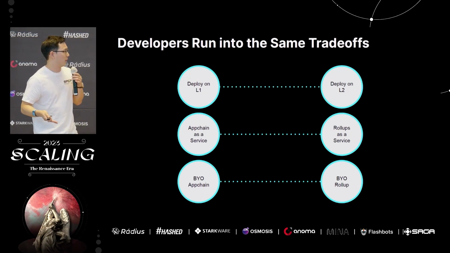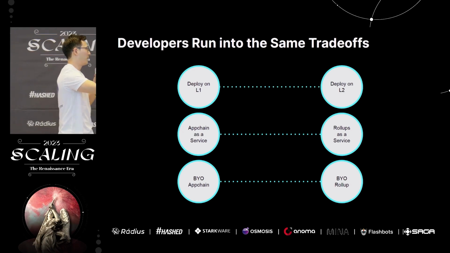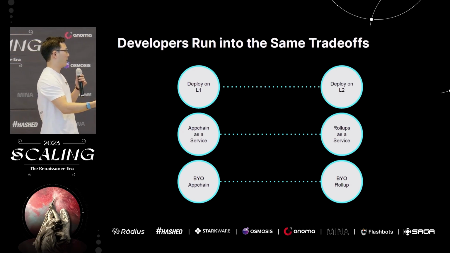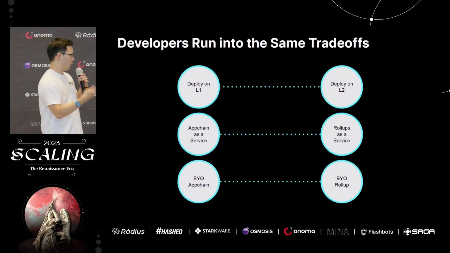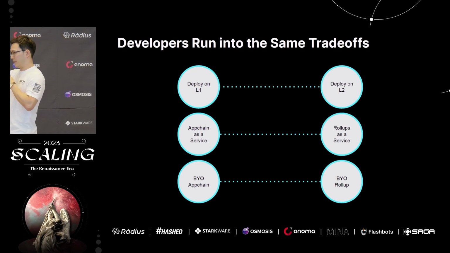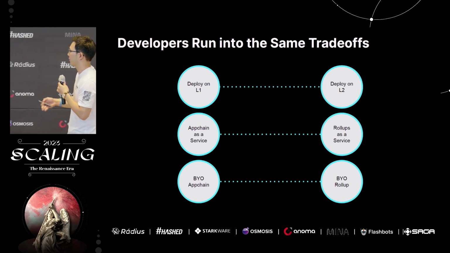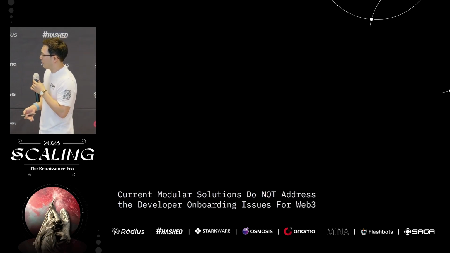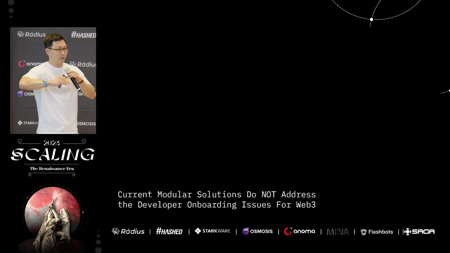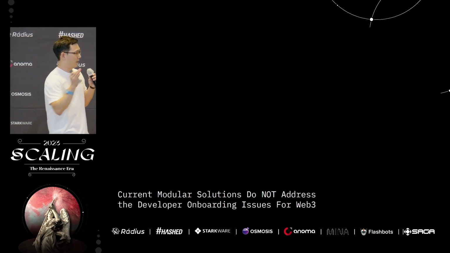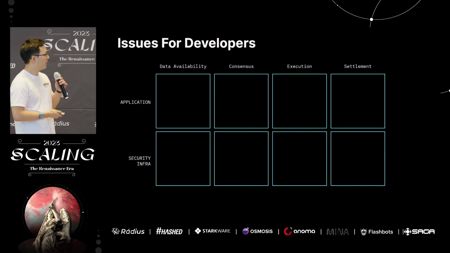So the big problem with the modularity framework in my mind is that they run into the exact same trade-offs. You can deploy on a layer one, you can deploy on a layer two, and it has the same number of trade-offs. You can deploy app chain as a service, or rollups as a service, and you run into the same trade-offs. You can build your own app chain, or your own rollups. It's kind of the same thing, right? So we haven't really solved any of the problems. The current modular solutions do not really address this developer problem. They solve other things, which is great, but they don't actually solve the developer issue for Web3.